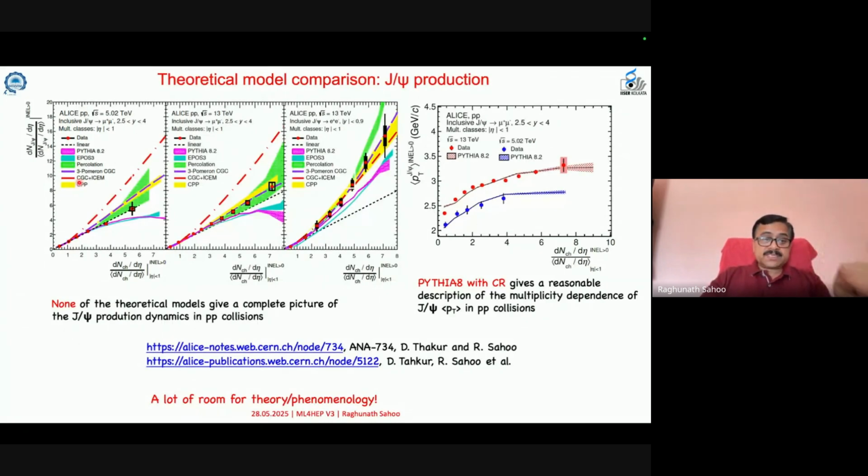And what bothered me on the way is I am measuring inclusive J/psi. Keep in mind. Now when compared with the theoretical predictions, whatever theoretical models are available in the literature, when those are compared with the data, you can see there is a good degree of mismatch with the data. I'm not going to the details. You can see Pythia, EPOS 3, percolation model, 3 Pomeron color glass condensate, CGC based ICEM model, and CPP model. So none of the models are able to explain the production of inclusive J/psi in the dimuon versus dielectron channel from low multiplicity to high multiplicity, and this leaves a lot of room for theory and phenomenology to tune the theoretical assumptions.